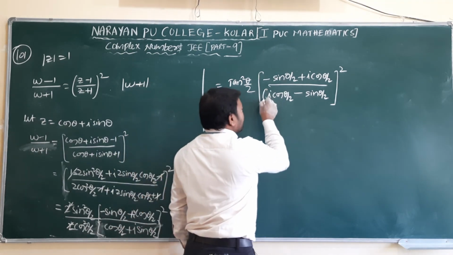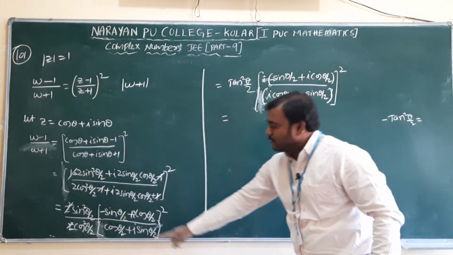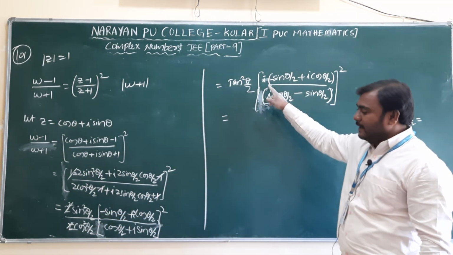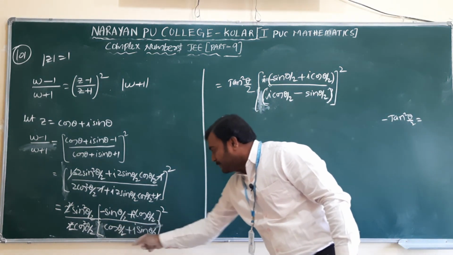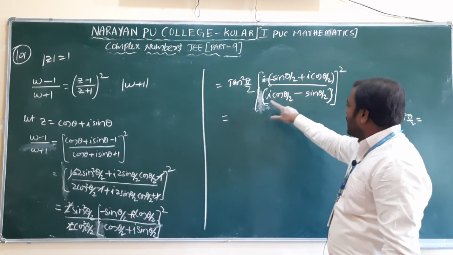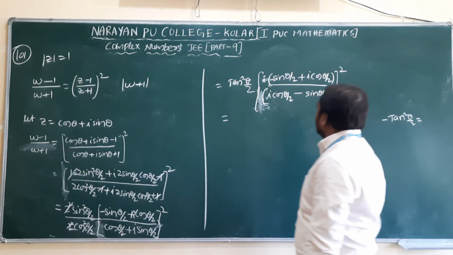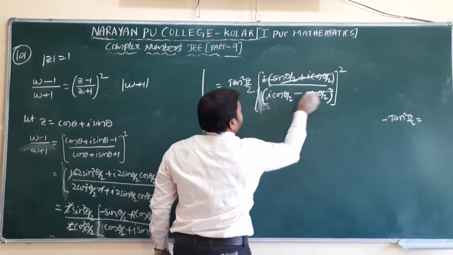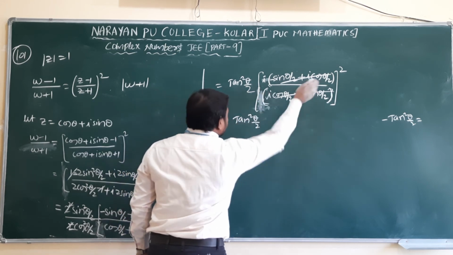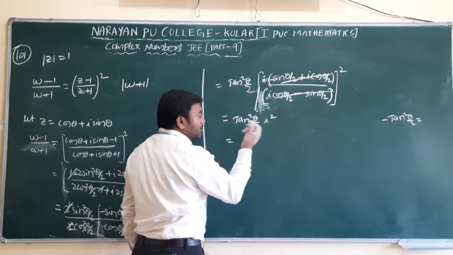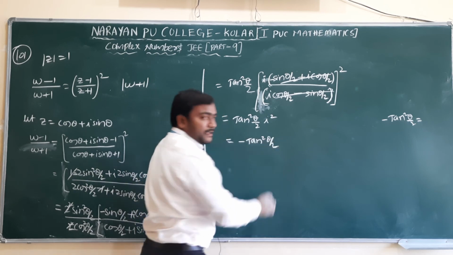Now here we have to divide and multiply by i. So in the denominator we multiply i: i cos theta by 2 plus i square sin theta by 2. But here numerator and denominator get cancelled. Remaining is tan square theta by 2 into i square, but the value of i square is minus 1, so we get directly minus tan square theta by 2.